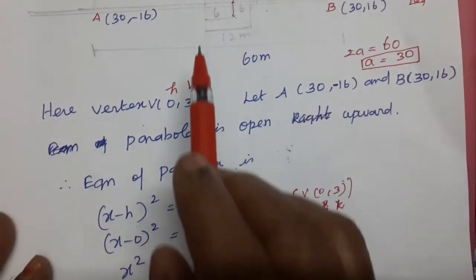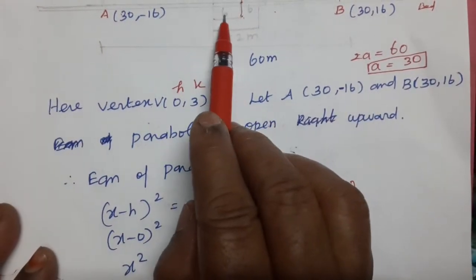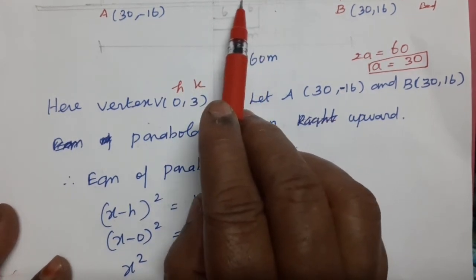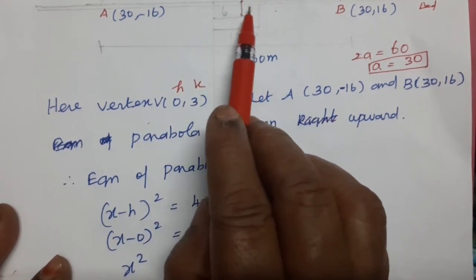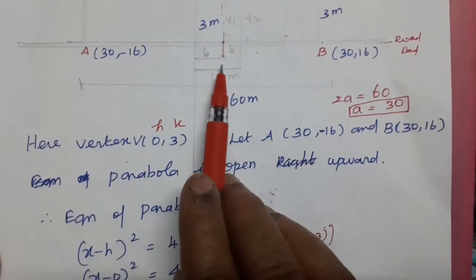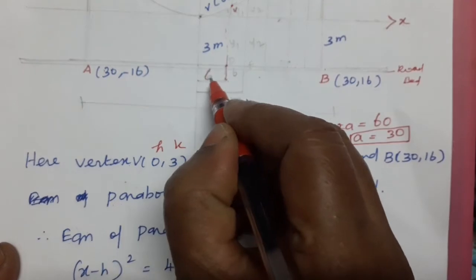How did we get point E? From the vertex to the first cable is 6 meter. From the first cable to the second cable is 6 meter, because the distance between the two cables is given in the question itself as 6 meter. So 6 plus 6 is 12 meter from the vertex.